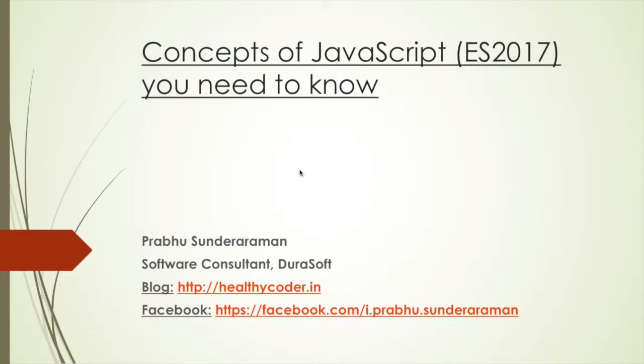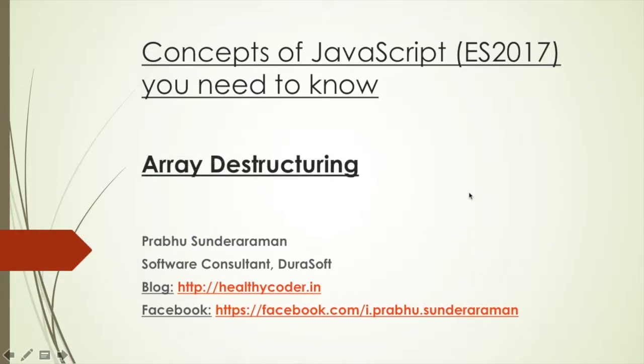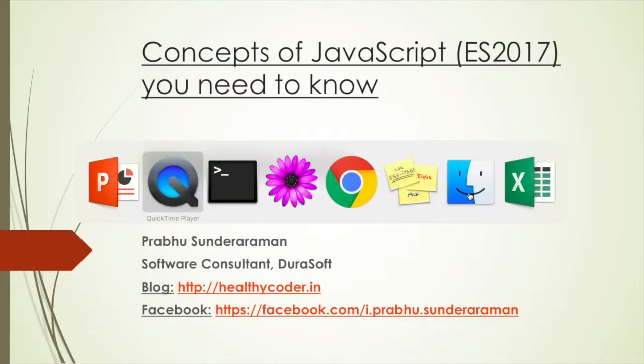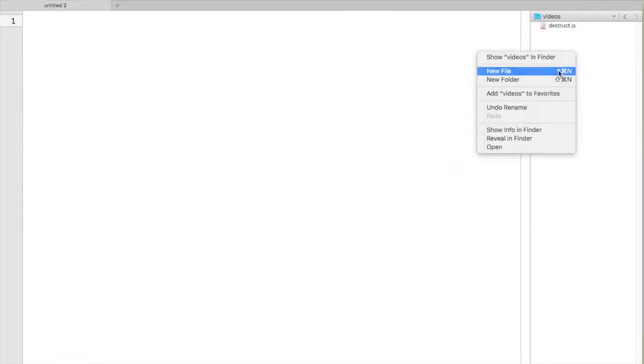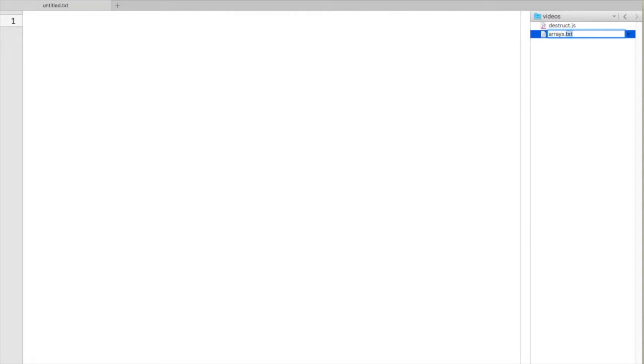Continuing with our concepts of JavaScript that you need to know. The concept that we're going to discuss in this video is array destructuring. Let's write some code. I want to create a JavaScript file. Let's call it arrays.js. Let's create an array called numbers where I have 10, 20, and 30.